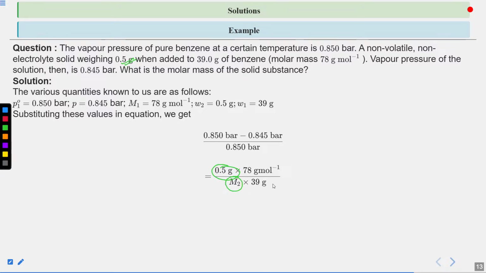Then for the solvent, we have taken the given mass divided by the molar mass. Again, we have taken the equation, which is W2 by M2 multiplied by M1 by W1. So we have just substituted these values. From here, you will get your M2 value as 170 gram per mole.